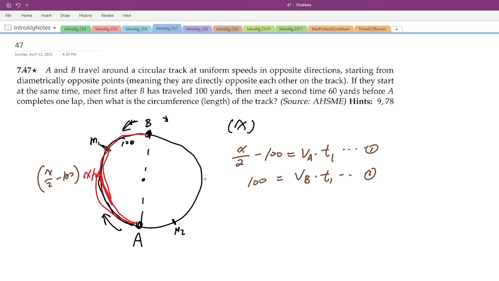Now we have M1. For M2, you can see A travels 60 yards before the second meet, so A travels x minus 60, which is VA times T2. And B travels half of the circumference plus 60.